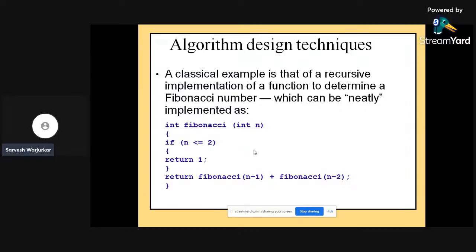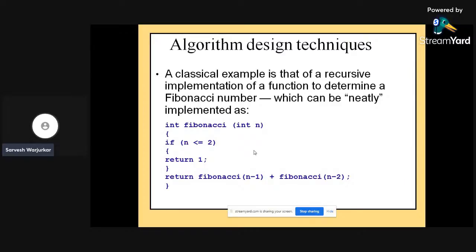Yes, the Fibonacci function calls itself again and again, which can be neatly implemented like this: integer Fibonacci, integer n, where if n is less than or equal to 2, return 1, else return Fibonacci of n minus 1 plus Fibonacci of n minus 2. That's it. It is as simple an example as it can be. This is the way of applying dynamic programming.